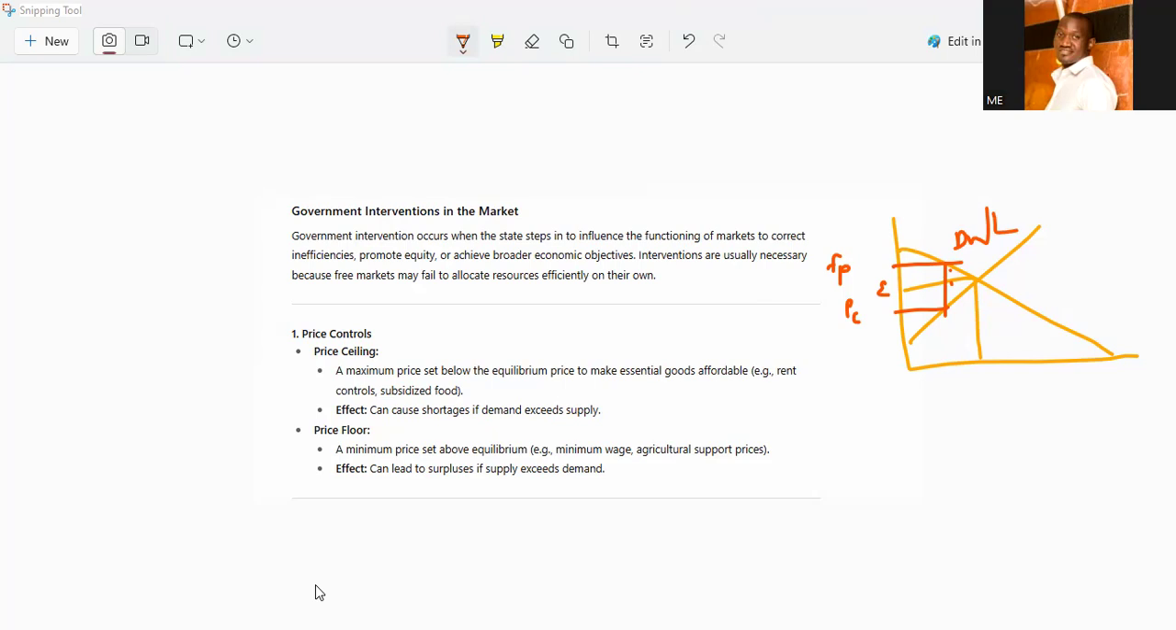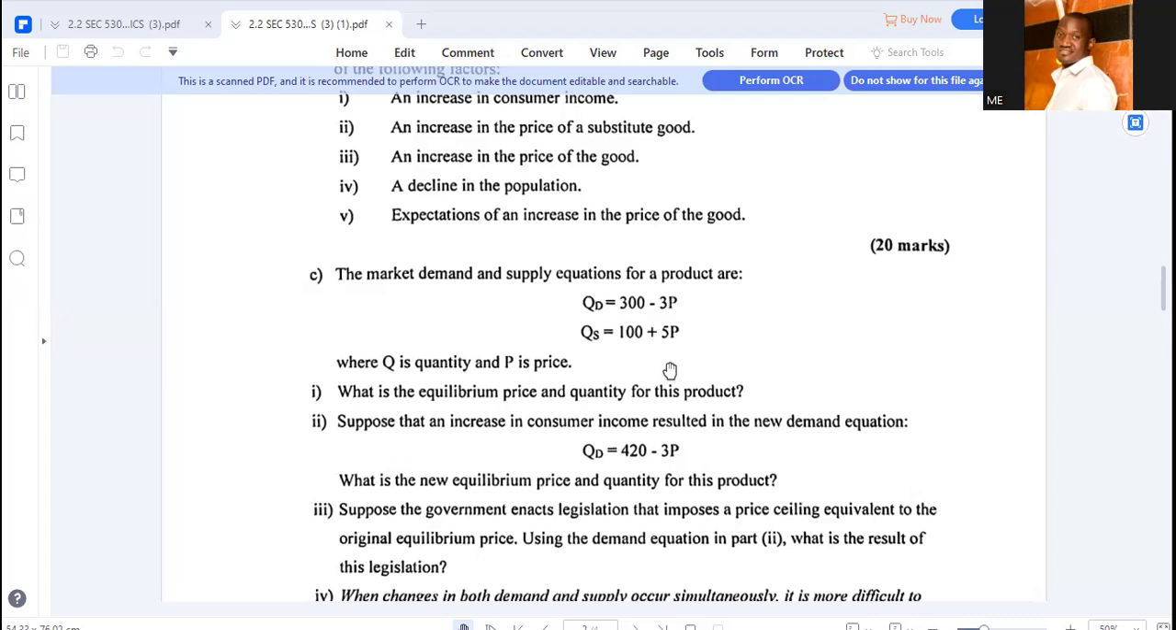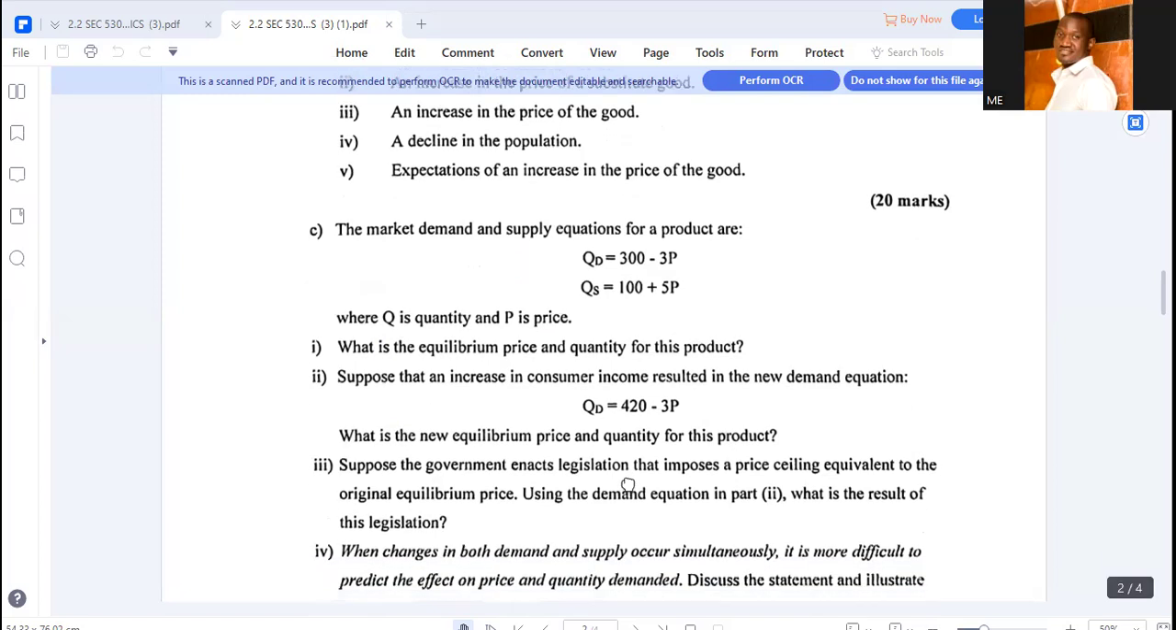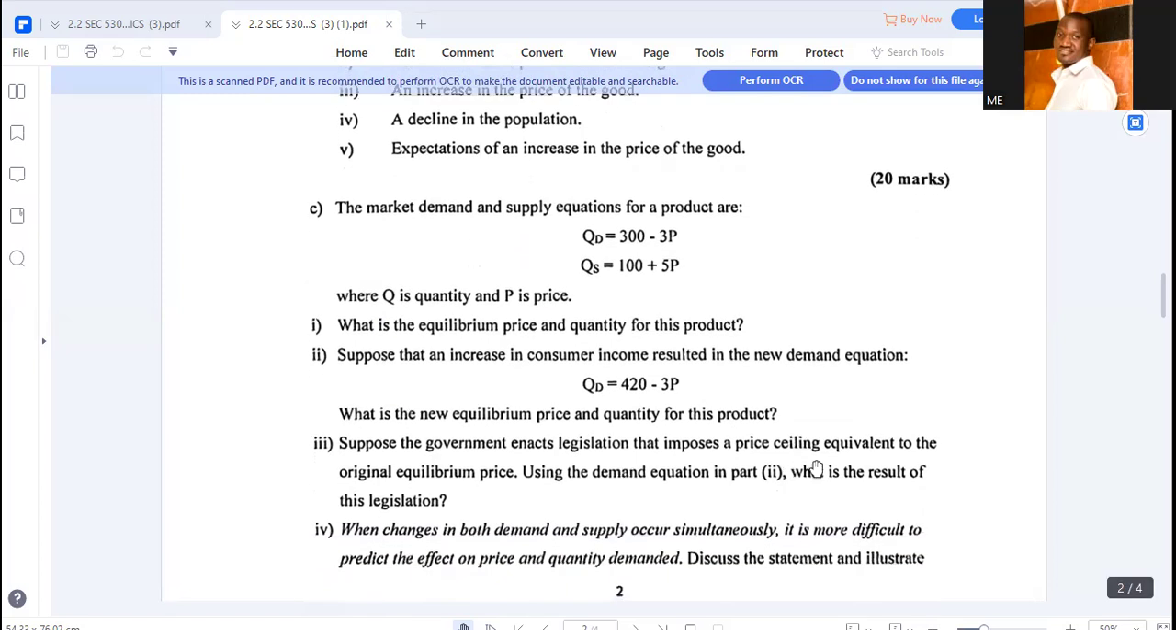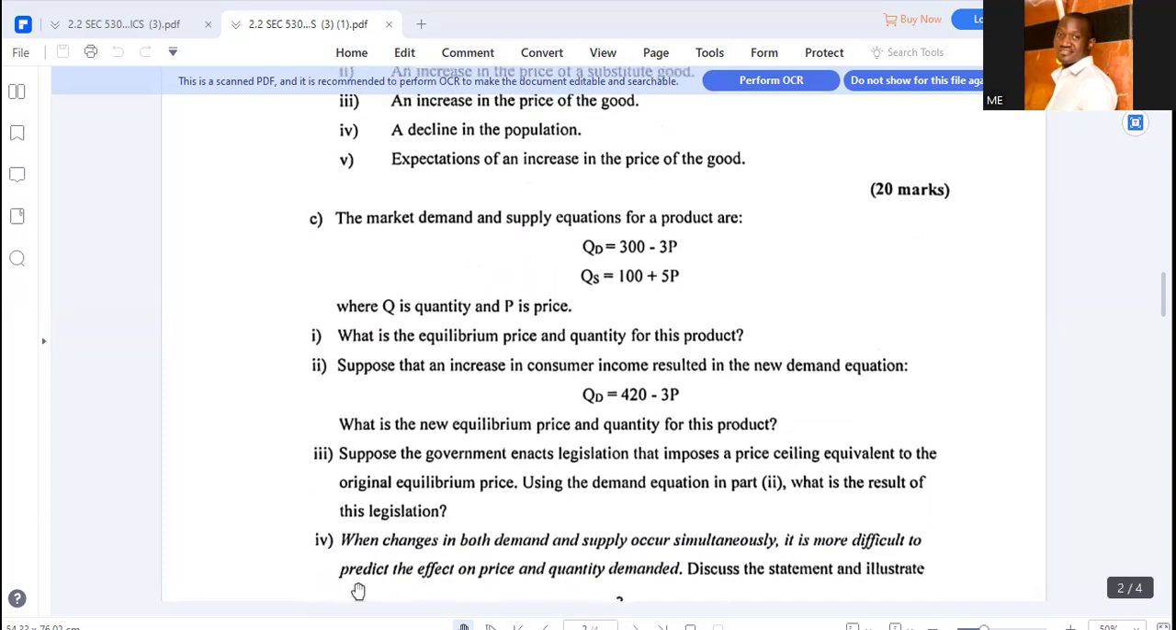So let's look at this exam question here. The market has the following equations: supply and demand. What is the equilibrium for this product? Suppose government consumer income has resulted in a new demand of so much. What is the new equilibrium? Suppose government enacts legislation to impose a price ceiling equivalent to the price above. So these are government interventions.